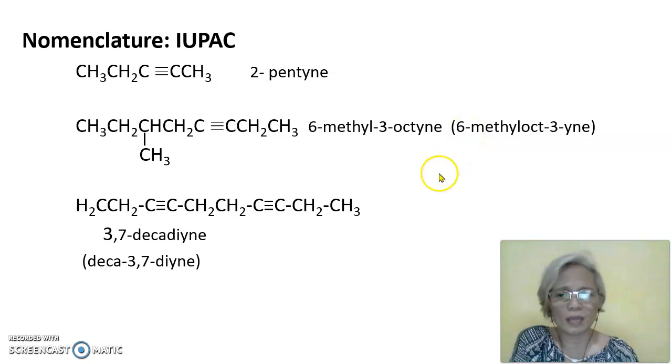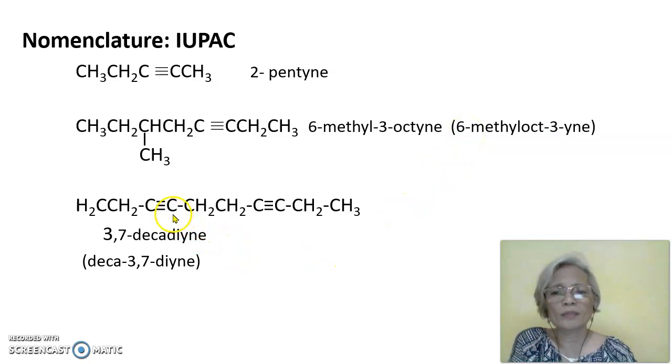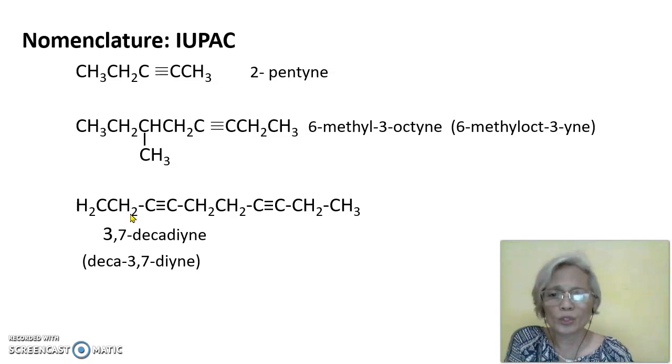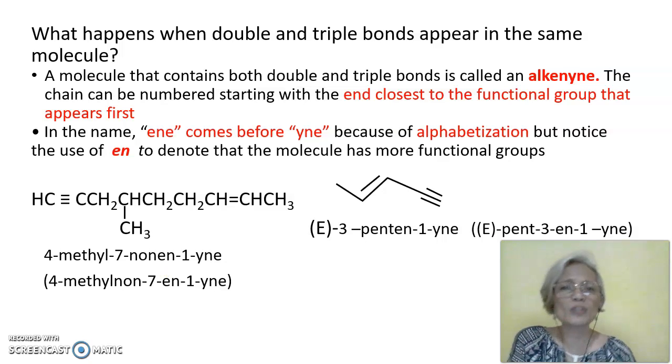methyl group is attached. We could also have multiple triple bonds, as in this case where there are 10 carbons or decyne, but since there are 2 triple bonds at carbons 1, 2, 3, 4, 5, 6, 7, so we have a 3,7-diyne, or deca-3,7-diyne. Now, what happens when double and triple bonds appear in the same molecule?